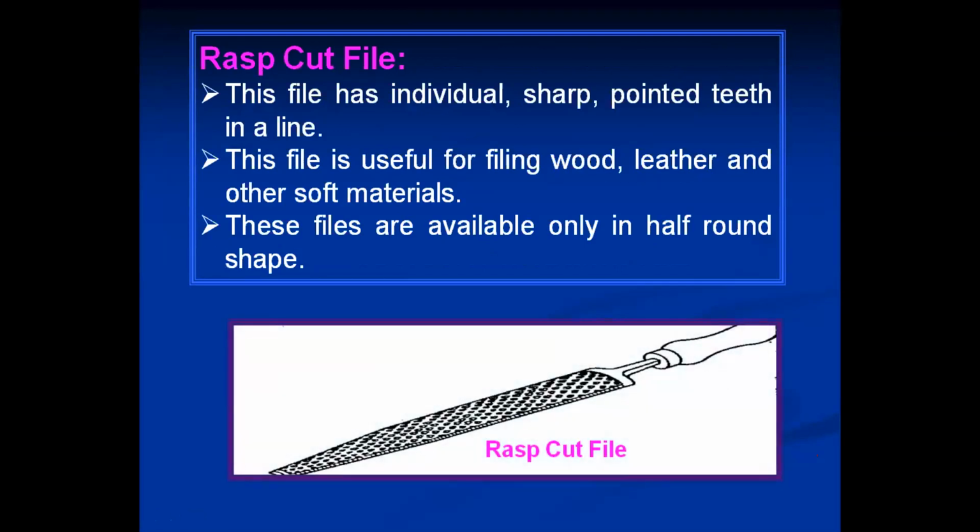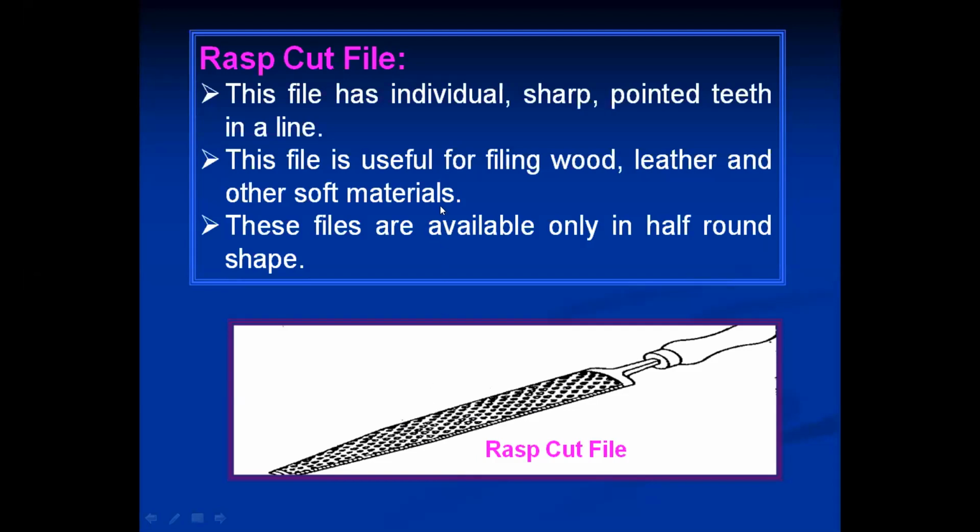Next one, rasp cut file. This file has individual sharp pointed teeth in a line. Just see here, in this file, individual sharp pointed teeth. The teeth are arranged in a line, but these teeth are individual sharp pointed teeth. So this file is called rasp cut file. This image shows the rasp cut file.